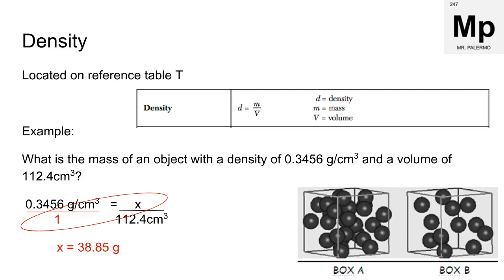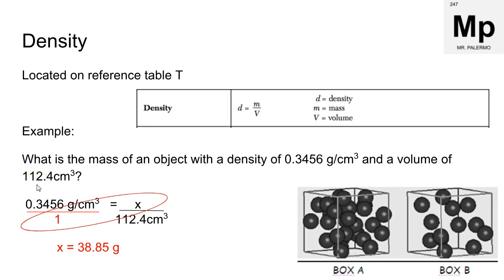For density, density is also located on Table T, and that's mass over volume. Be careful, make sure you understand what they're asking you for. Are you solving for D? Are you solving for M or V? So in this case, what is the mass of an object with a density of 0.3456 grams per centimeter cubed and a volume of 112.4?